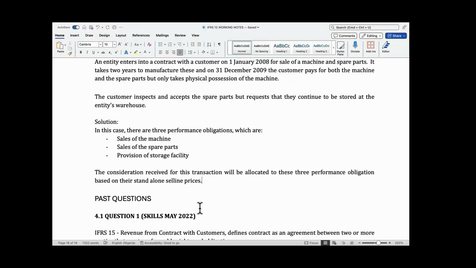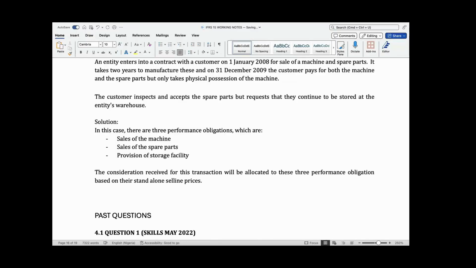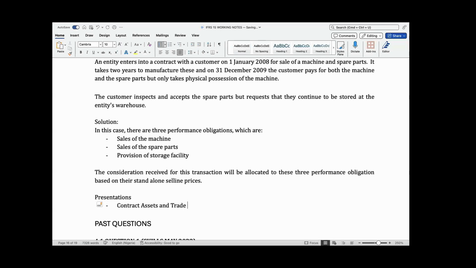So that's the end for IFRS 15. So I just want you to see a difference between contract assets and trade receivables, because this is mostly wrongly used. And ICAN might want to ask you.